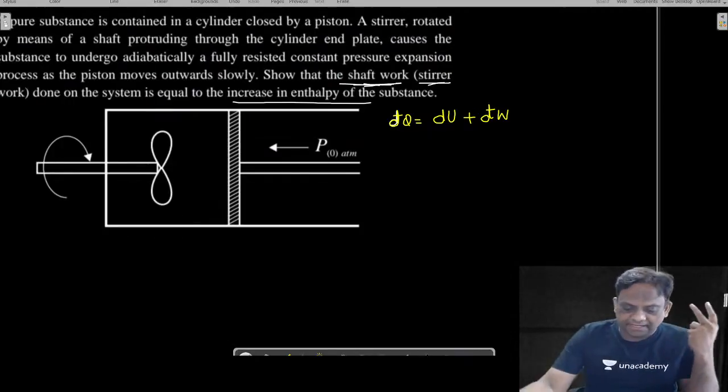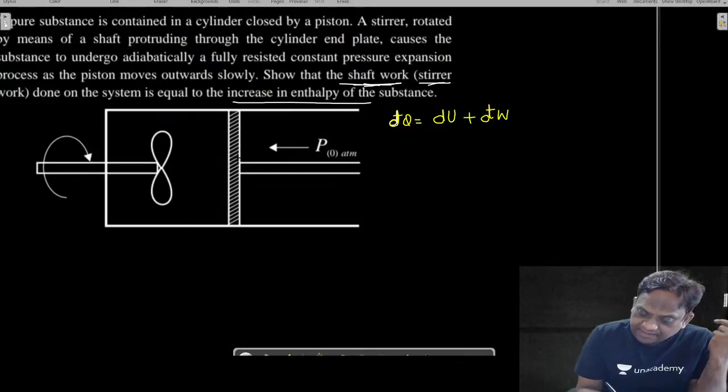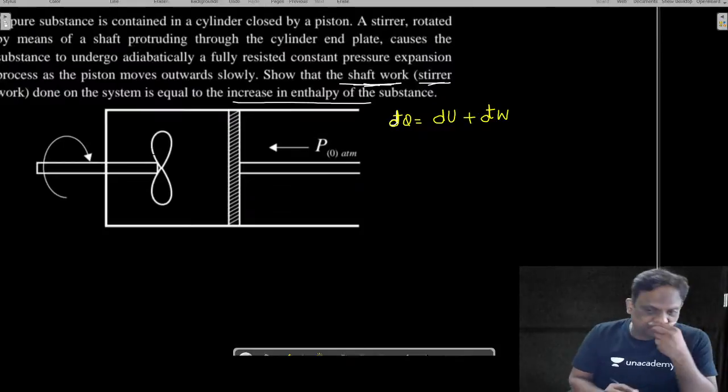There are two works. One is this paddle wheel work, which is on the system, and my fluid is pushing the piston, right? So it is displacing the piston. So there is a piston work, there is a paddle wheel work. So there are two works.